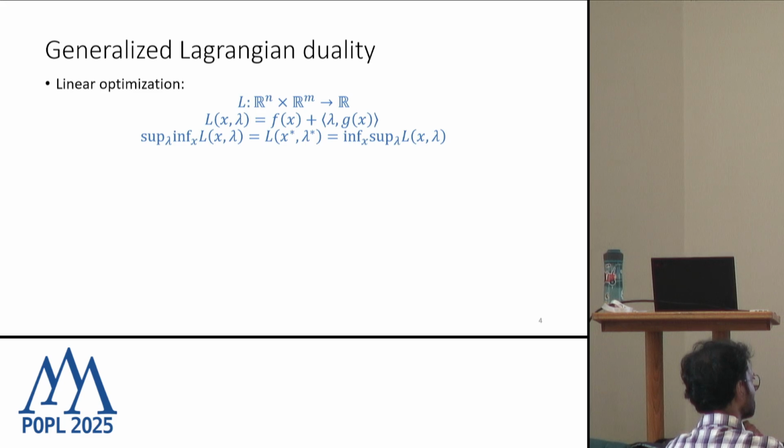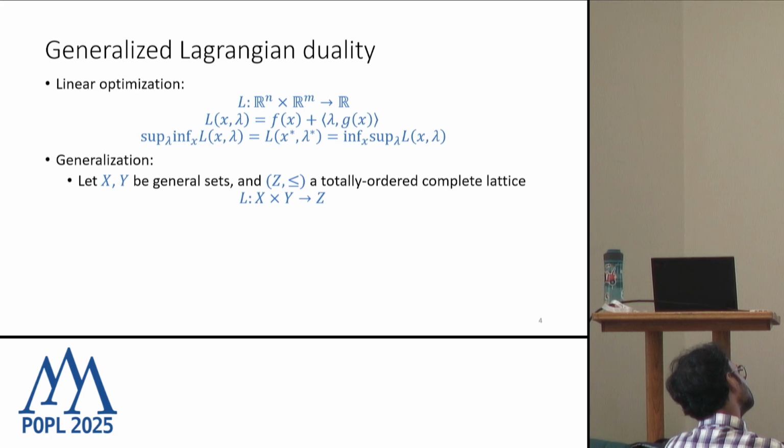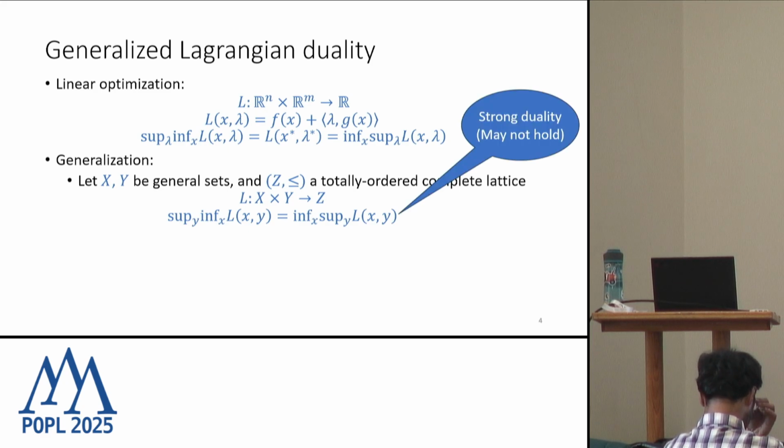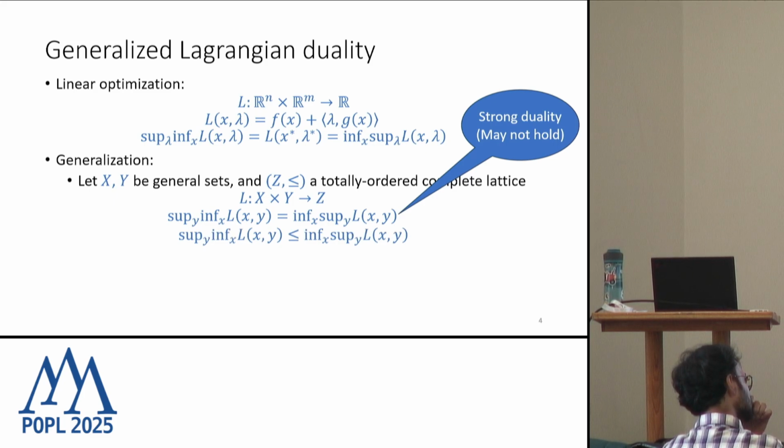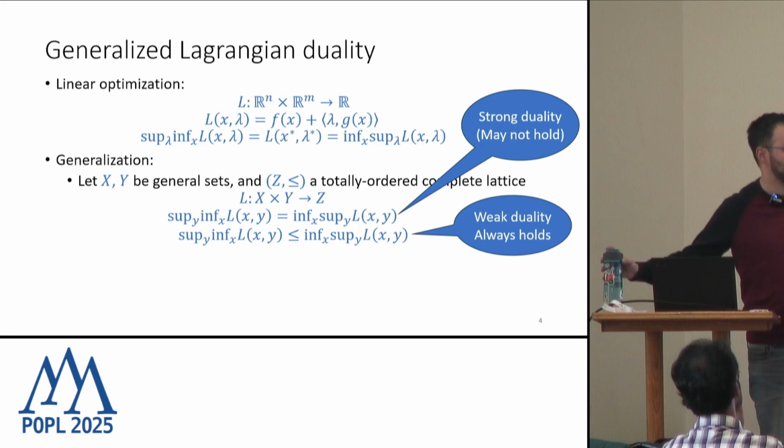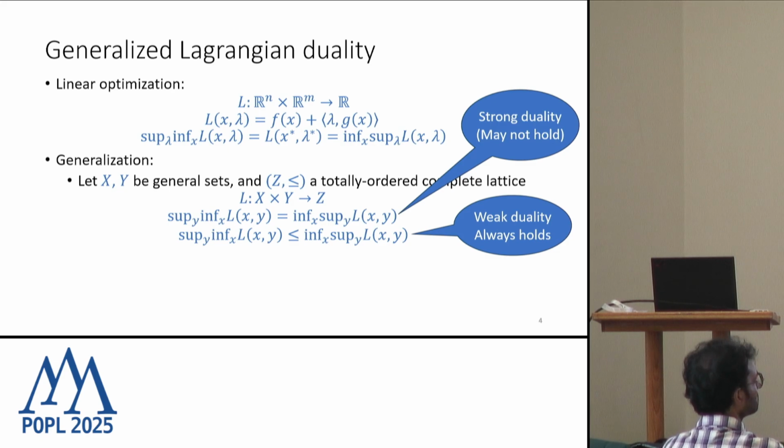Now, to apply these ideas to program verification, we generalize from the setting of just R^n, and we let x and y be general sets, and z be a totally ordered complete lattice. And in this case, strong duality may not hold. This equality might not hold. But weak duality, which is an inequality here, always holds. And this is a very classic result. It's also known as the minimax theorem, and you can easily convince yourselves of that.